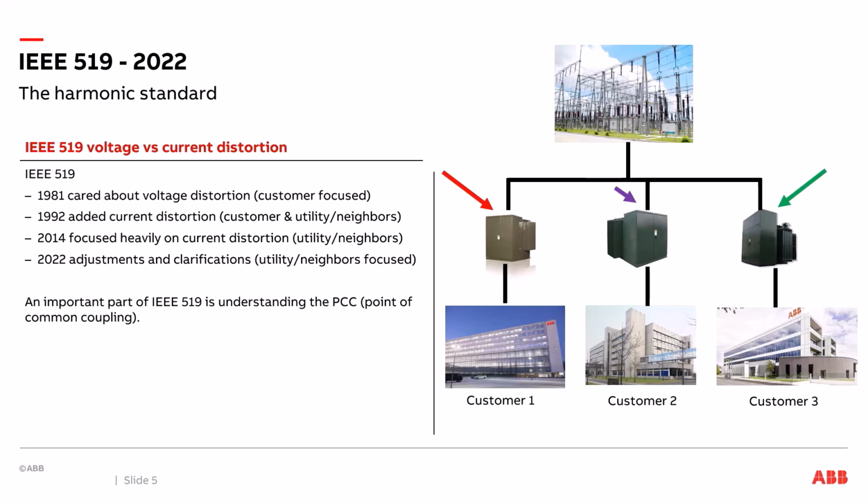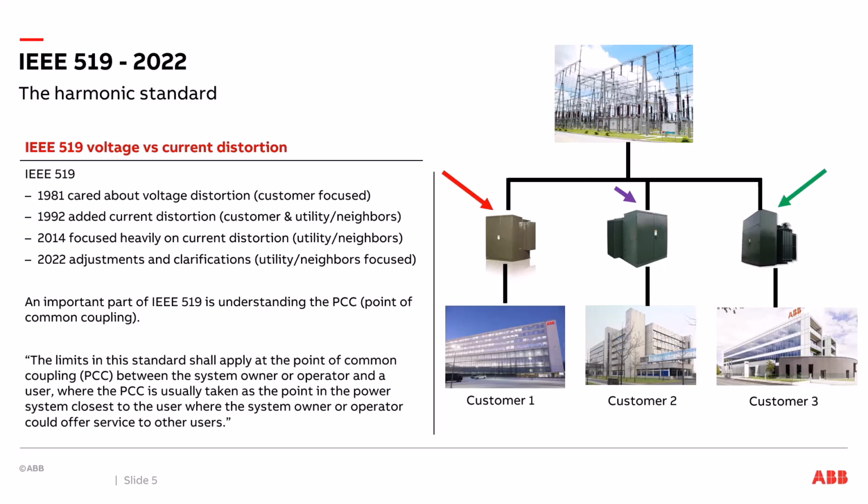With IEEE 519, that point of common coupling is a very important topic to understand, because basically what it's saying is, where do you measure harmonics? Where does IEEE 519 apply? So if we look at it from a definition side of things, quote, the limits in this standard shall apply to the point of common coupling between the system owner operator, i.e. the utility, and a user, i.e. your hospital or water treatment plant, where the point of common coupling is usually taken at the point in the power system closest to the user, where the system owner operator, the utility, can still offer service to other users.